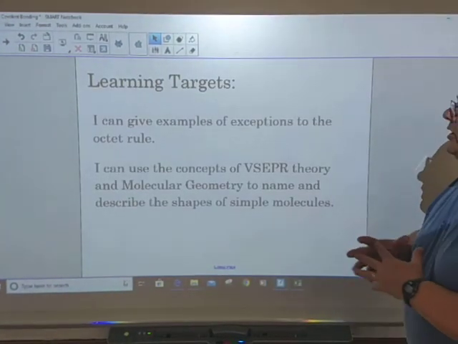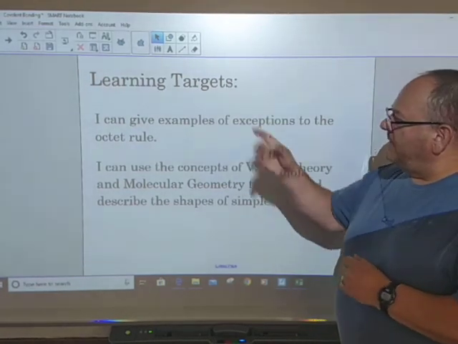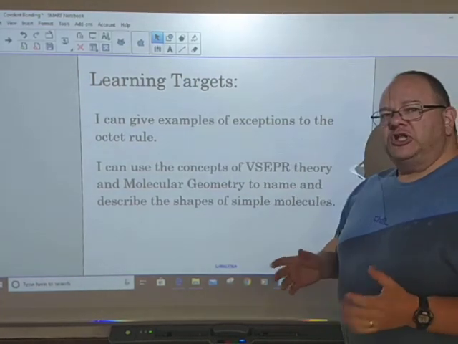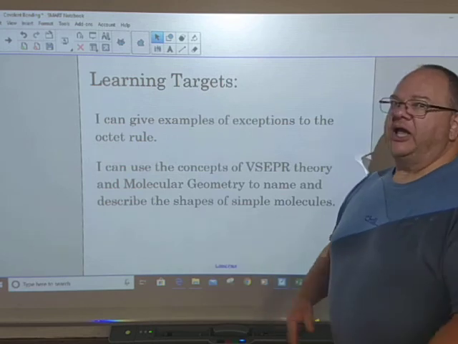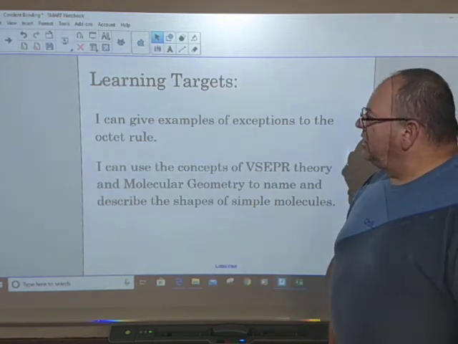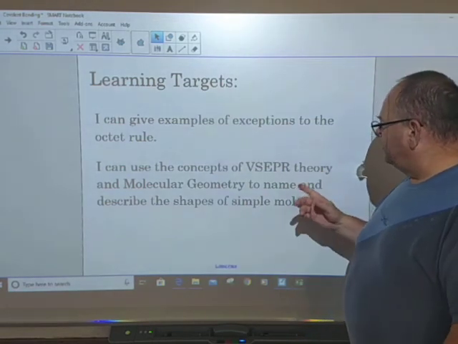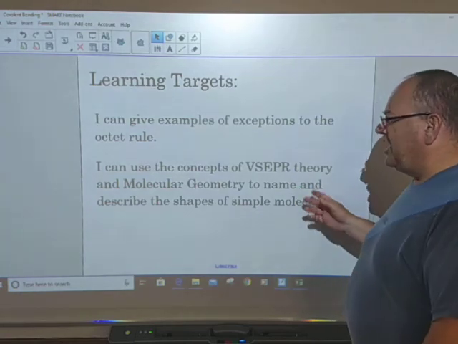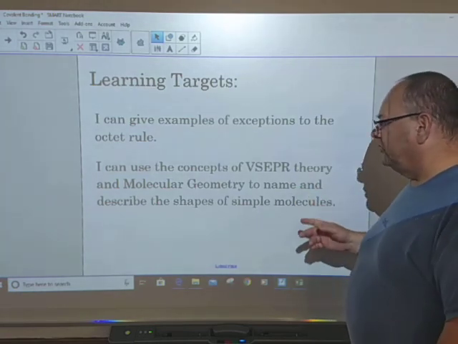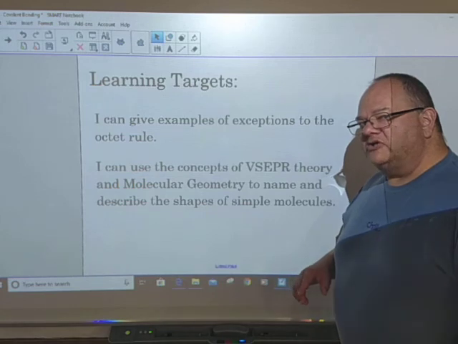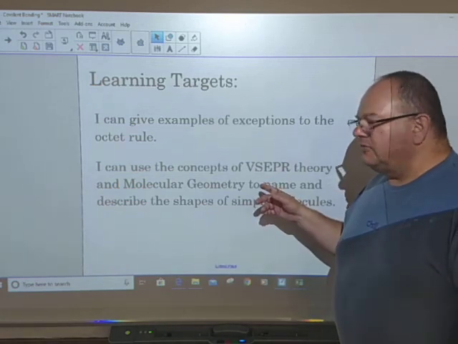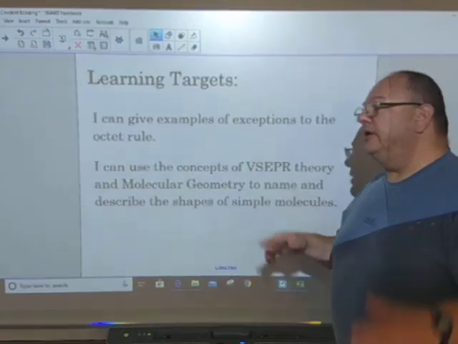All right, learning targets for today. I can give some examples of exceptions to the octet rule. Yeah, there's always exceptions. I can use the concepts of VSEPR theory and molecular geometry to name and describe the shapes of simple molecules. I hope that sounds familiar to you, because that was one of the same learning objectives from yesterday.